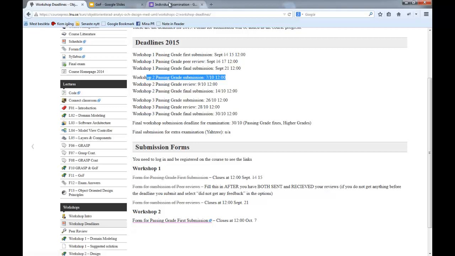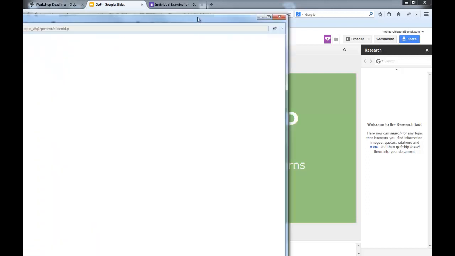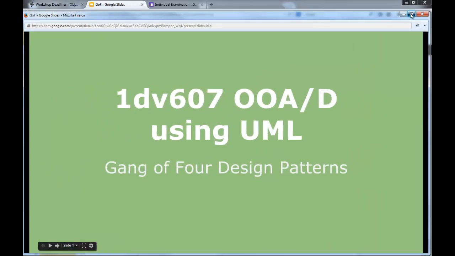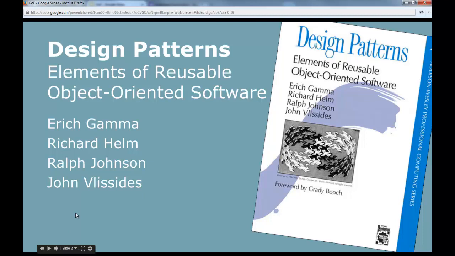Anyway, to the topic of the day. We will talk about the Gang of Four design patterns. And if you remember, the Gang of Four was Gamma, Helm, Johnson, and Vlissides, and they wrote a book sometime, I think, 94, maybe, possibly, something like that, called Design Patterns: Elements of Reusable Object-Oriented Software.